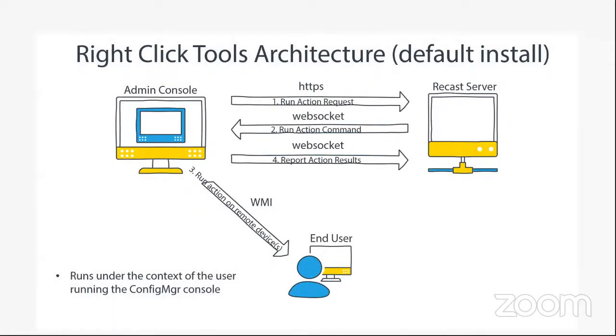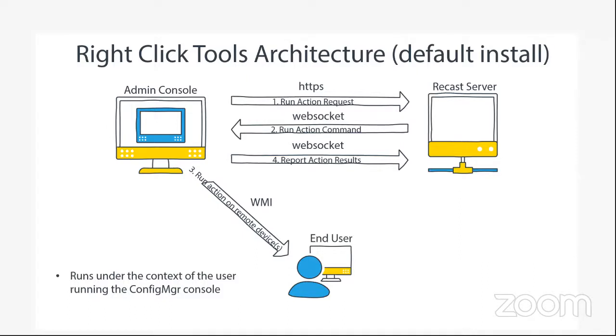When you layer on Recast Management Server, the default Recast Management Server install will behave in much the same way, with some added back and forth. So the right-click tools installed on your admin console will reach out to the Recast Management Server. They'll run the action that you've requested, and the server itself will go through its set of rules to determine, are you allowed to run it? Where is it supposed to be run? And it'll also log the action in its audit log.